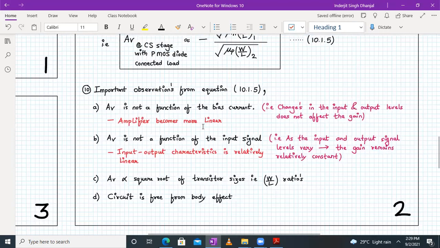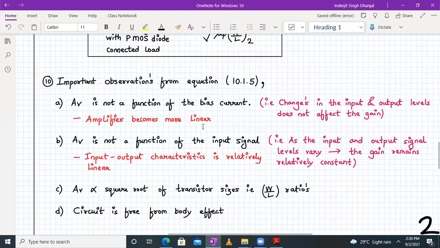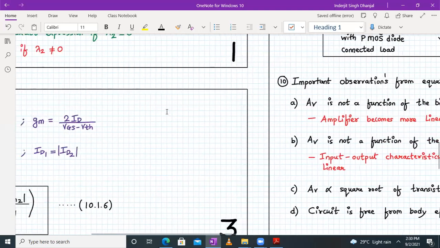Okay. So I'll keep this window open for some time so that you can have a look at the observations. Fine. Let's proceed forward.